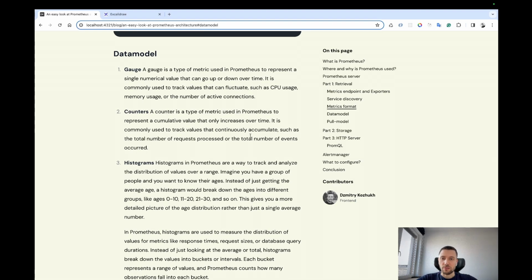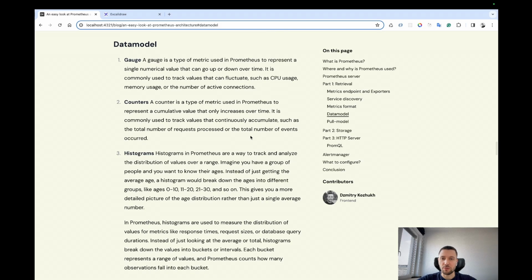Counters is a type of metric used in Prometheus to represent a cumulative value that only increases over time. It can't be negative.